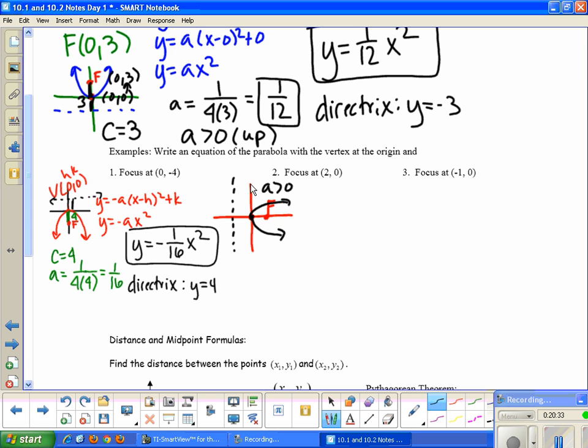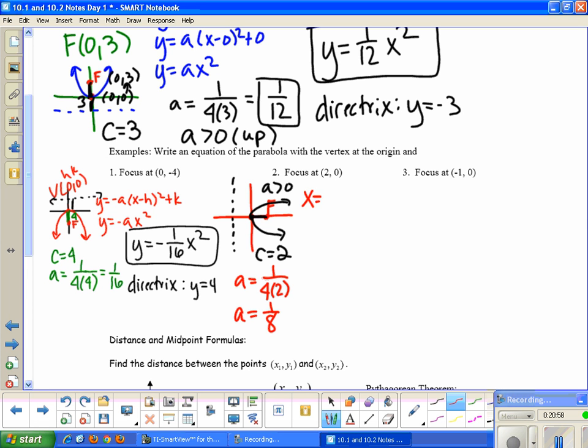And that also means my directrix would be here. The distance from here to here, we're changing our x values, from (0, 0) to (2, 0), and that means my C value would be equal to a distance of 2. So to find my A value, A is equal to 1 over 4 times 2, so A would be equal to 1/8, and I know it's greater than 0, so it's going to be positive.